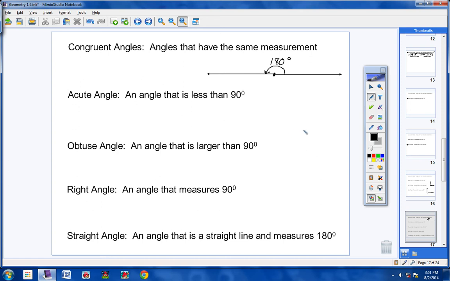Or a straight angle could look like this. A straight angle could be going down this way. And then let's put a point right here. That would be a straight angle. You have a ray going this direction and a ray going the complete opposite direction. This would be a straight angle, and it measures 180 degrees. You need to know that, okay?